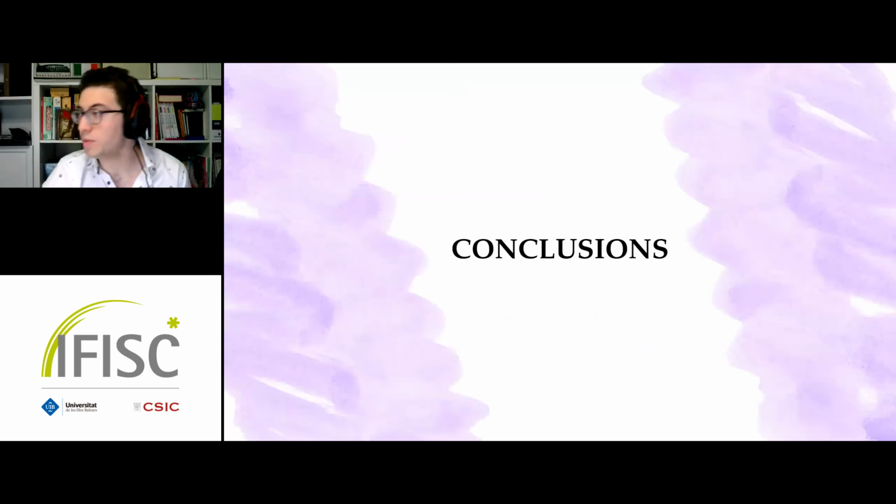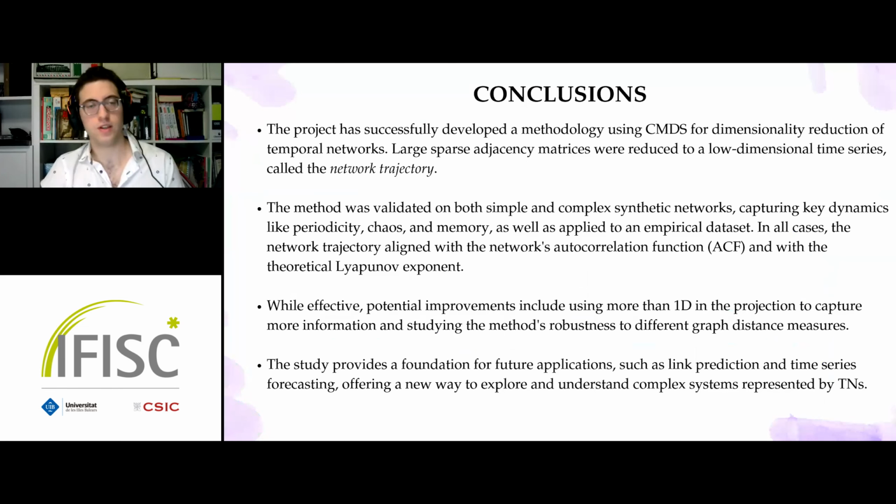We're going to review the conclusions, the results. This project has developed the methodology we wanted. We used CMDS for dimensionality reduction of the temporal networks into a thing called network trajectory, which is just a low dimensional time series that inherits the temporal network dynamics. The method was validated in simple and complex synthetic networks, and it captures key dynamics like periodicity, chaos, and memory. And it is applied to an empirical dataset too.